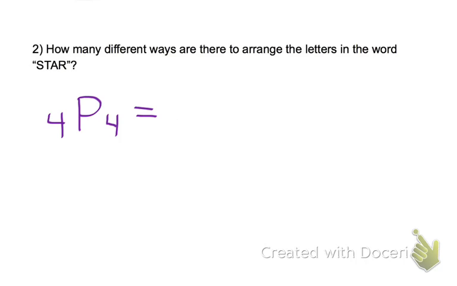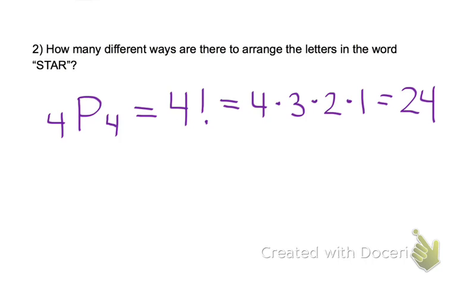If you put that in your calculator, you would get 24, or you could think of 4 permutate 4 as 4 factorial, which is 4 times 3 times 2 times 1, which would also give you 24. So there's 24 different ways that we could rearrange the letters in the word star.